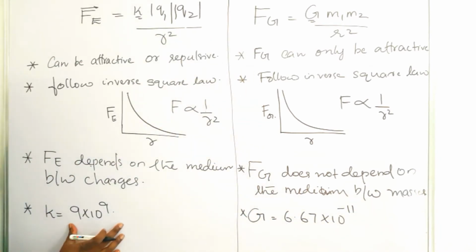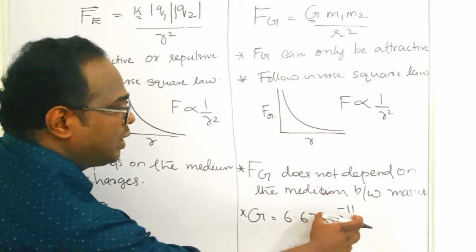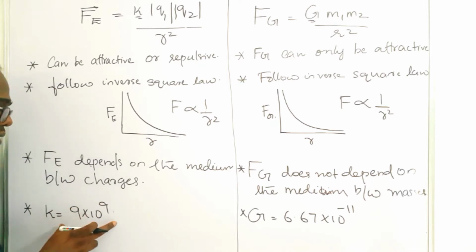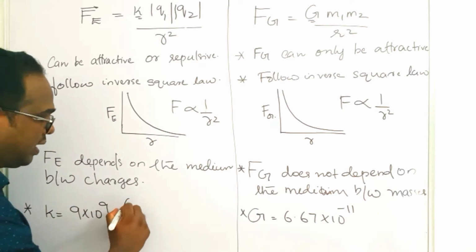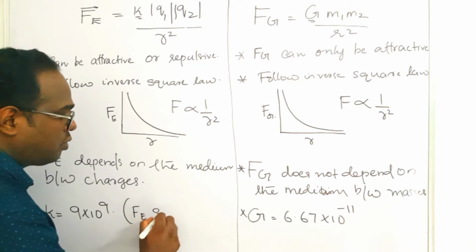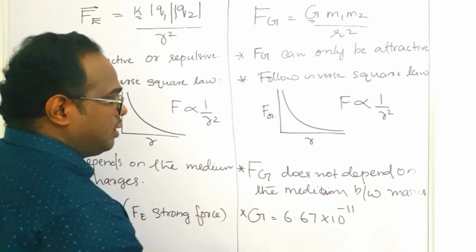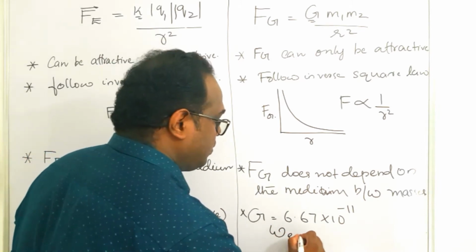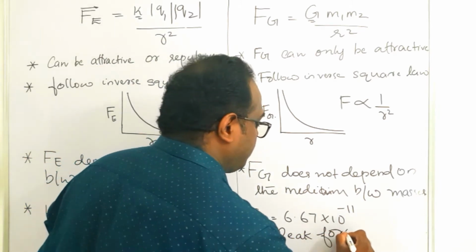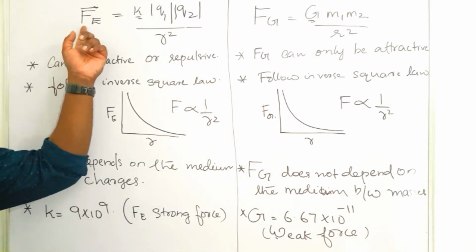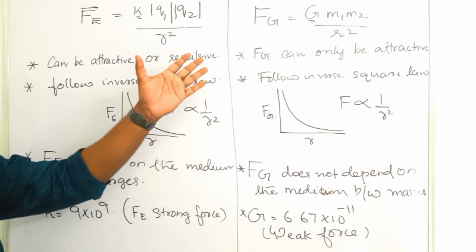Look at the magnitude of these two constants. The magnitude has a very large difference, right? This is a very small quantity, of the order of 10 raised to minus 11. This is a very large quantity, of the order of 10 raised to 9. So this is a large, strong force. So we can write it as Fe is strong force and Fg is weak force. So you can compare the electrostatic force and the gravitational force like this.